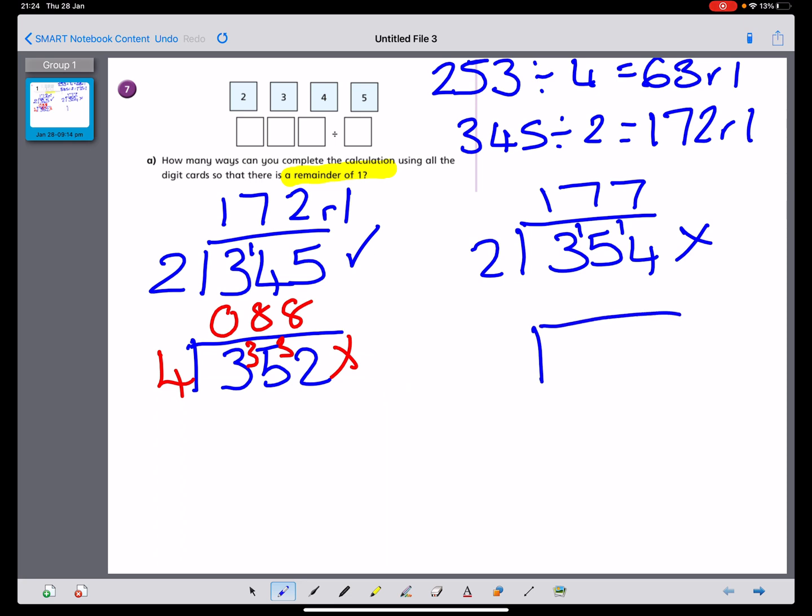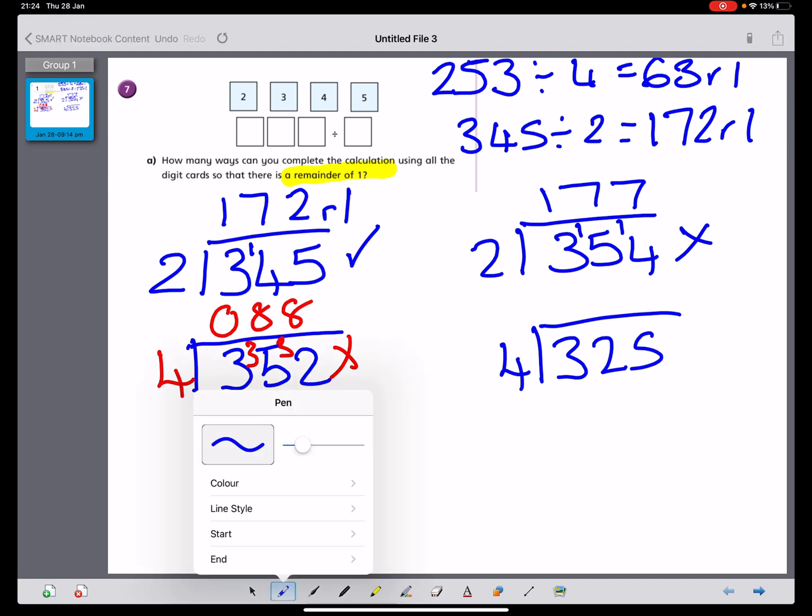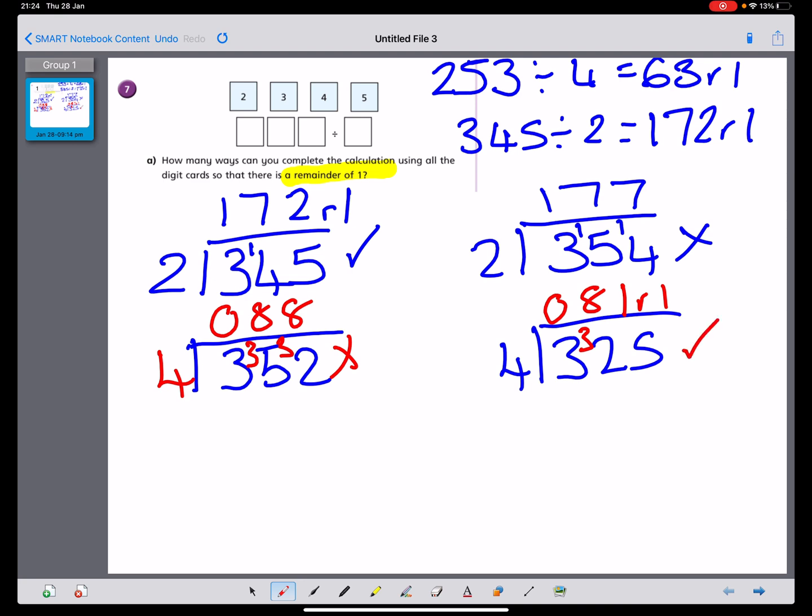Okay, I'm going to use the same digits over here. I'm just going to switch the 2 and the 5 over. 4s into 3 don't go. 4s into 32, sorry, go 8. 4s into 5 go once, remainder 1. That does work.